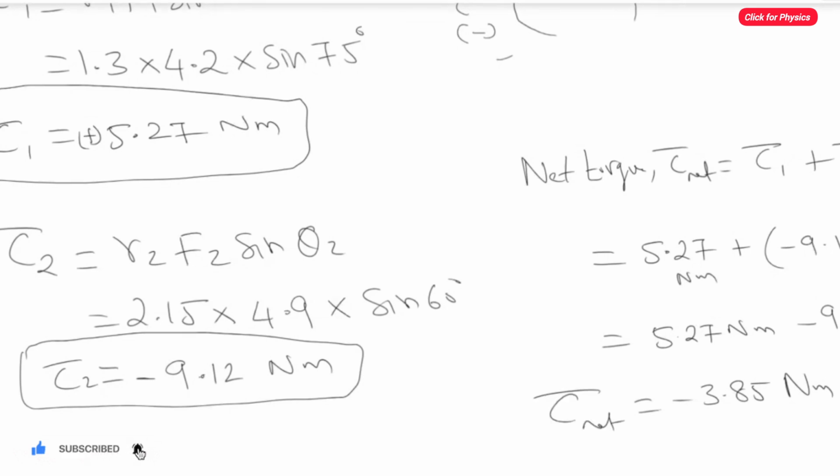So this is our net torque. Clear? So this is the answer for this question.